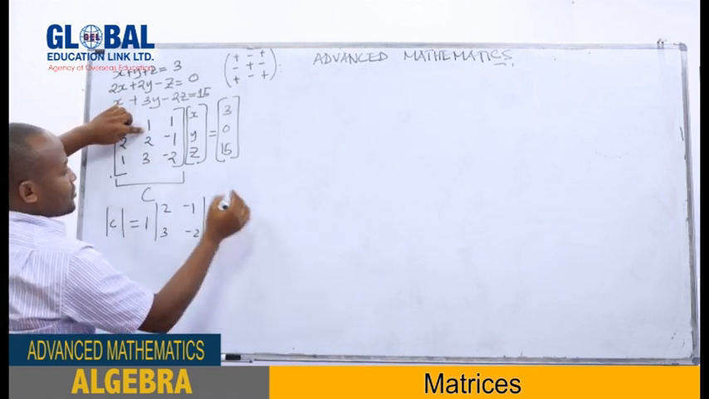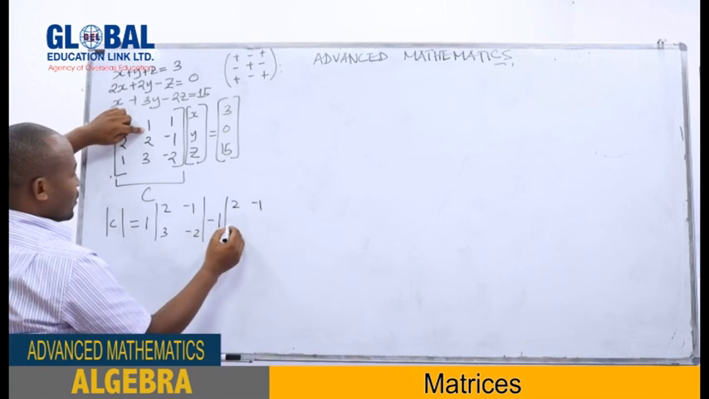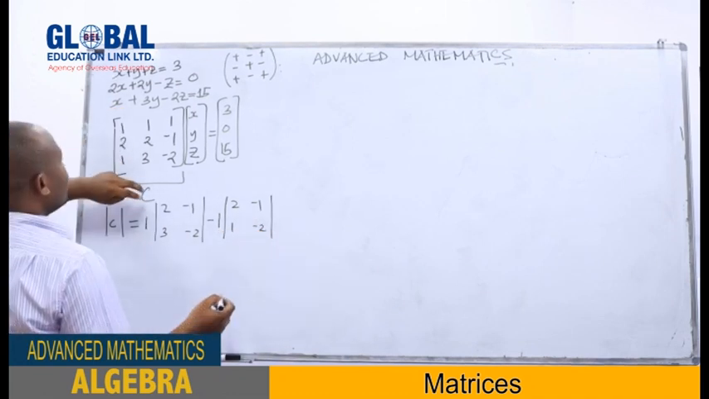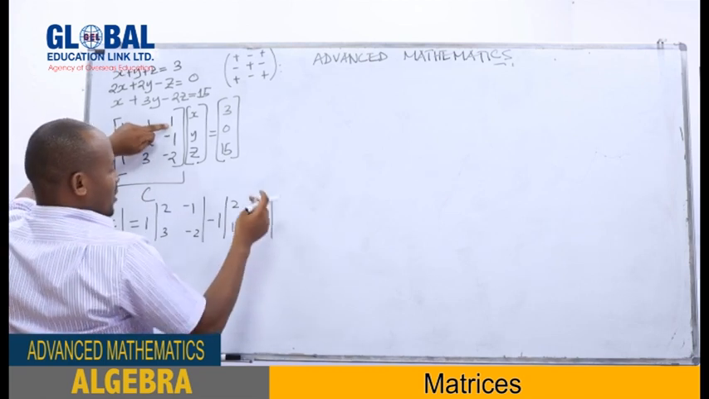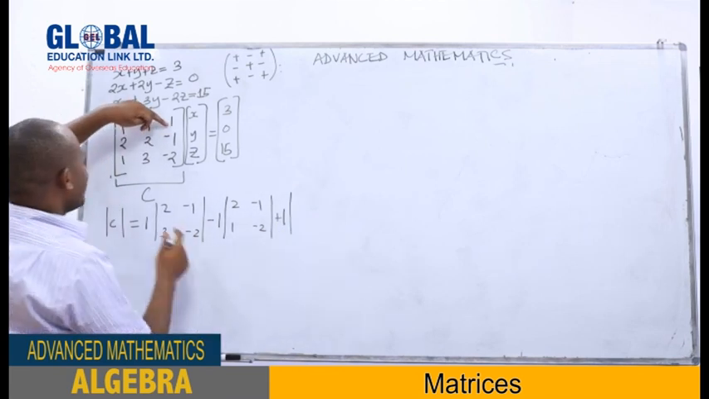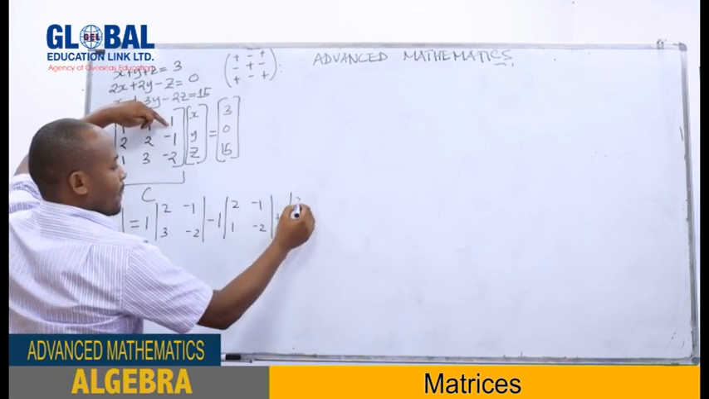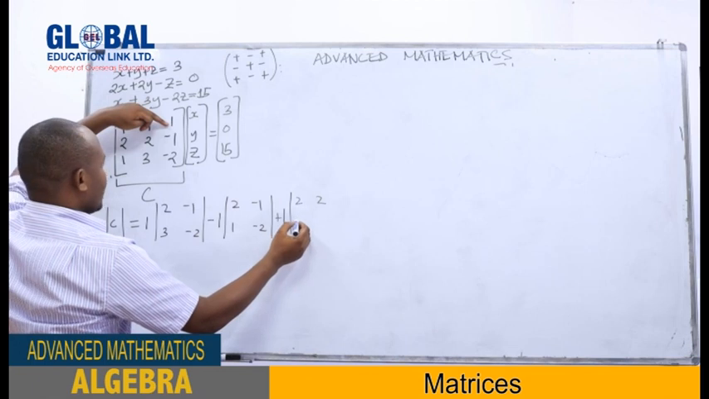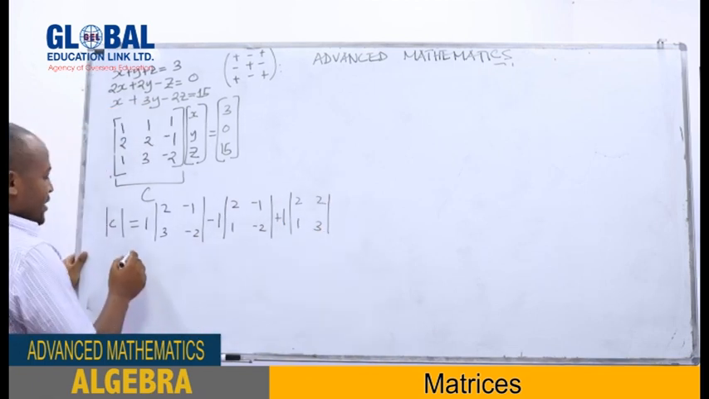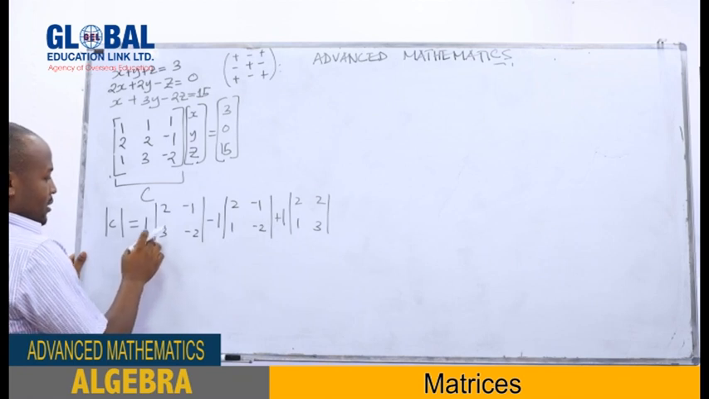and then we are left with 2, negative 1, 1, negative 2, and then we have 1, but remember it is positive from the pattern, and then we are left with 2, then again, and then 1, 3. Now let's find the determinant to that.